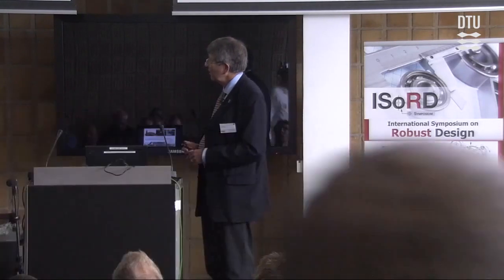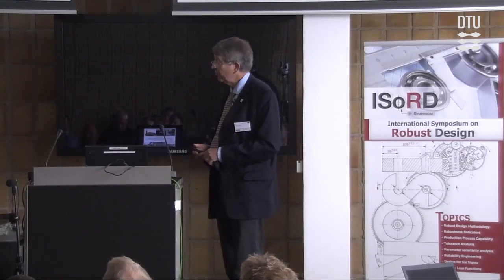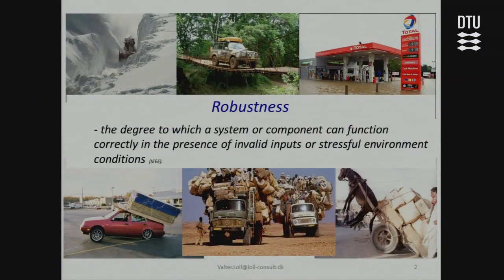So another definition of robustness from the IEEE: the degree to which a system or component can function correctly in the presence of invalid inputs or stressful environment conditions. So that's another definition.